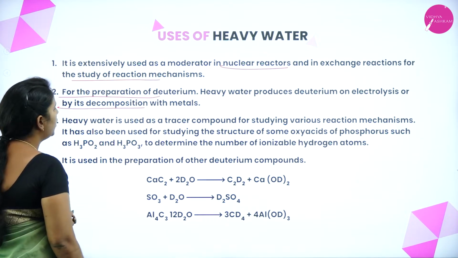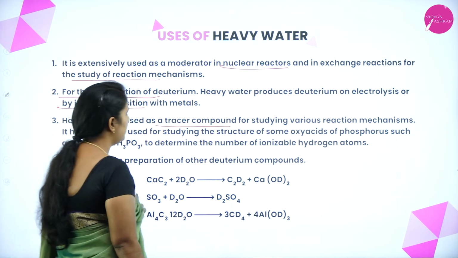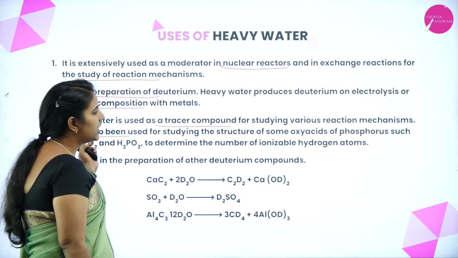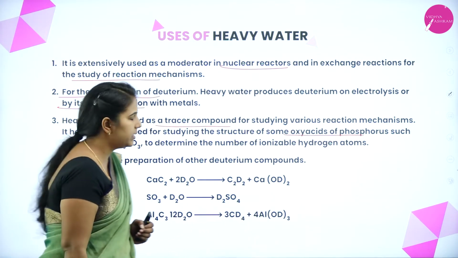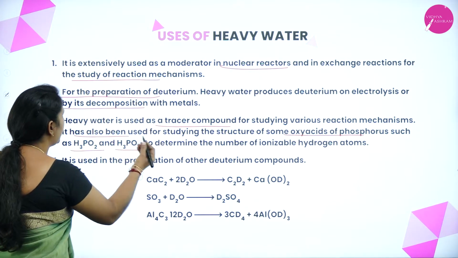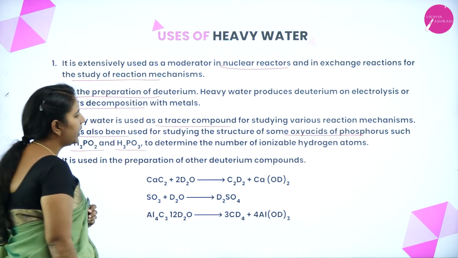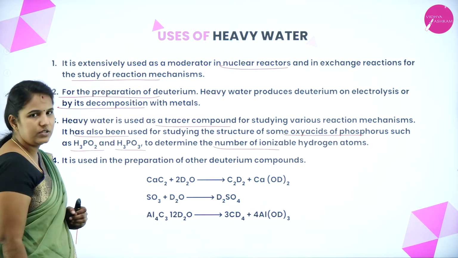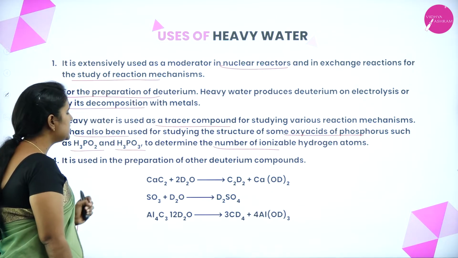Heavy water is also used as a tracer compound for studying various reaction mechanisms, and it has also been used for studying the structure of some of the oxo acids of phosphorus, such as H3PO2 and H3PO3, to determine the number of ionizable hydrogen atoms. So how many hydrogen atoms undergo ionization can be easily studied by using this heavy water.